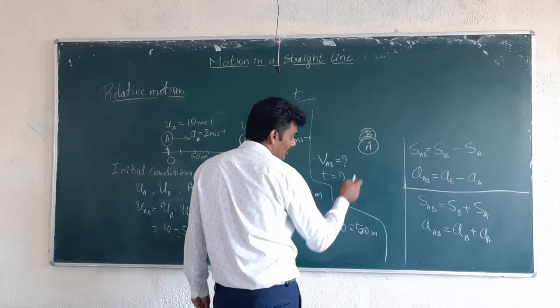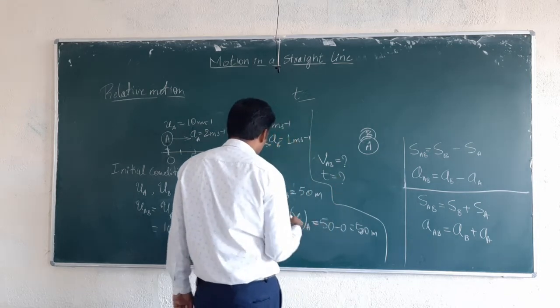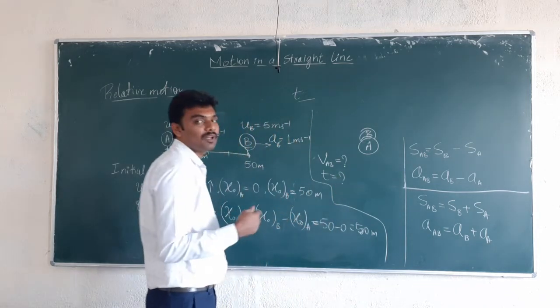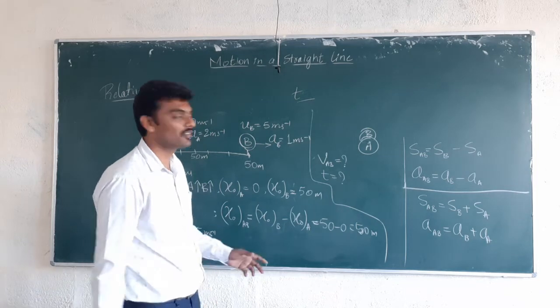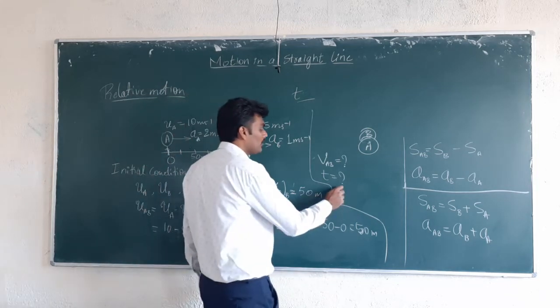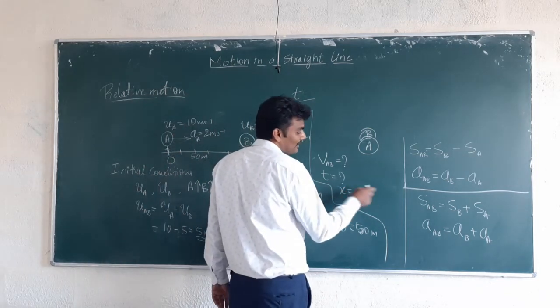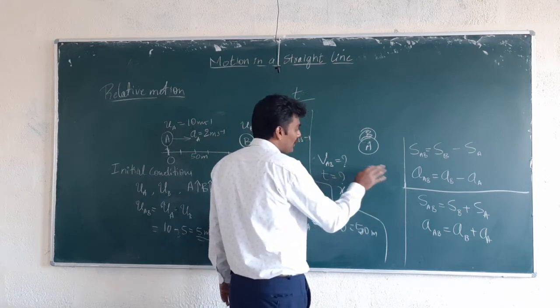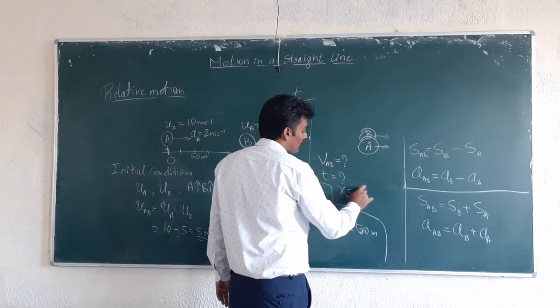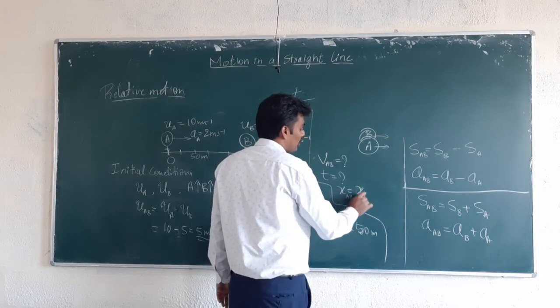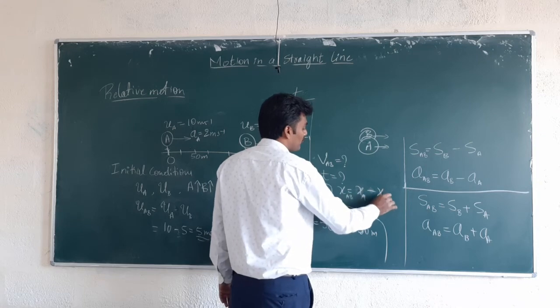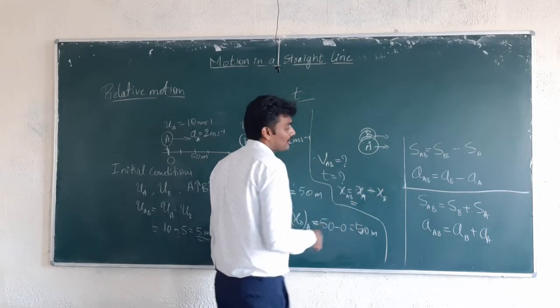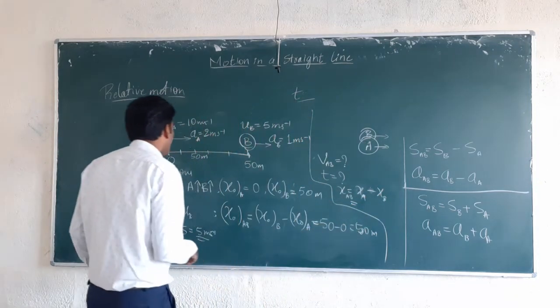coinciding situation, what about the relative displacement between them? What is relative displacement? Relative displacement, I can take it as x or s, both are fine. x AB, since they are moving in the same direction even now, is x of body A minus x of body B.